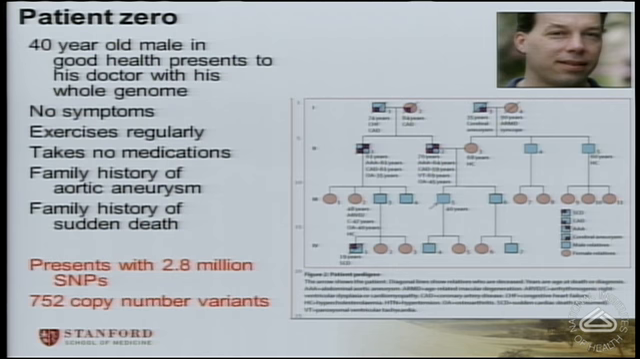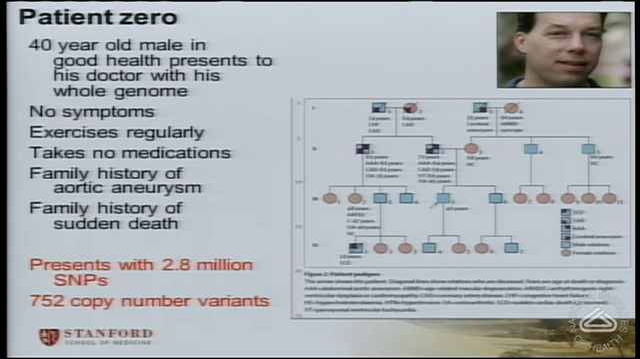Here's Steve Quake, and here is his nephew, who died at 19 years of age. He didn't wake up one morning: sudden death, sudden cardiac death. So Steve Quake now presents to his cardiac geneticist, Euan Ashley, and says, "Doc, am I at risk for sudden death too? Here's my genome."